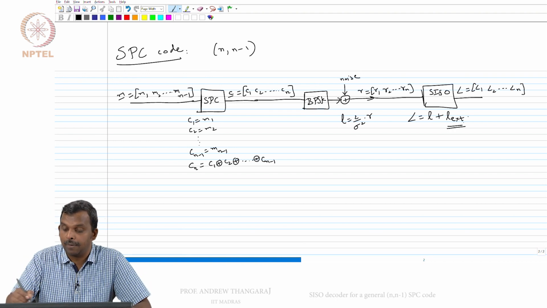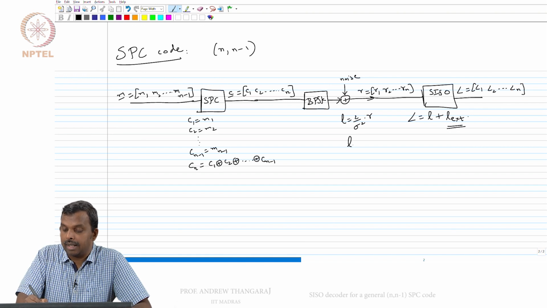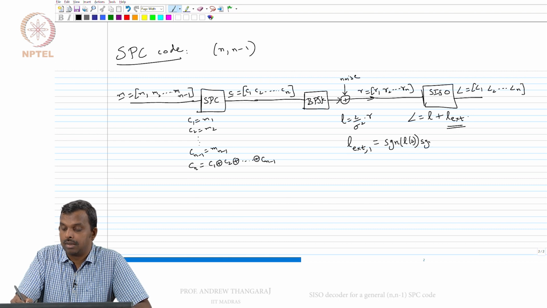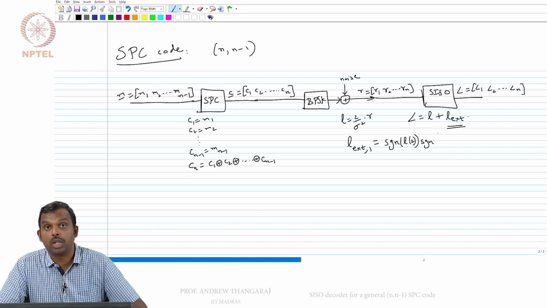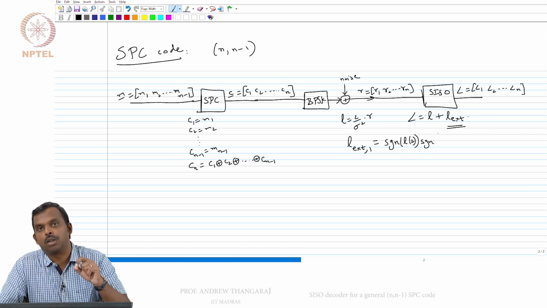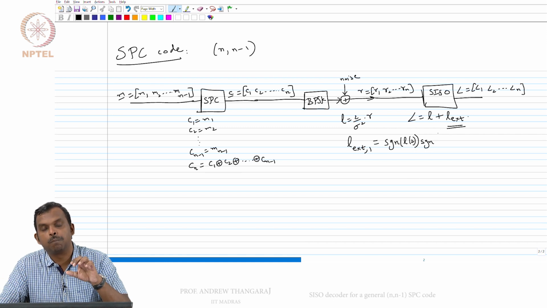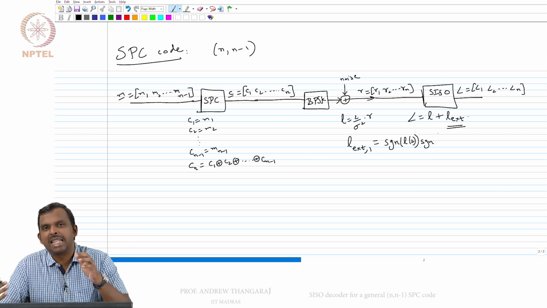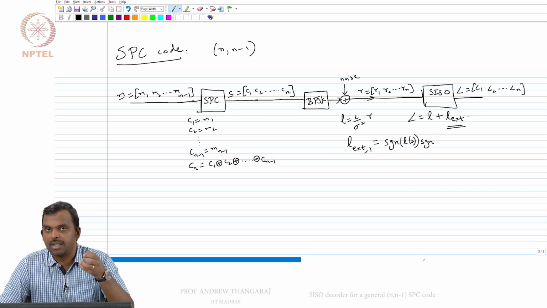So how do we calculate this? We know how to do this. Lext 1 is basically sign of L of 2 times sign of L of 3. For the (3,2) case, for the extrinsic value for the first bit, you find the product of the signs of L of 2 and L of 3, and then you take the minimum of the absolute values of L of 2 and L of 3. It turns out the same thing extends for a longer single parity check code. I will first provide what the answer is, and then go into details of how that comes up.